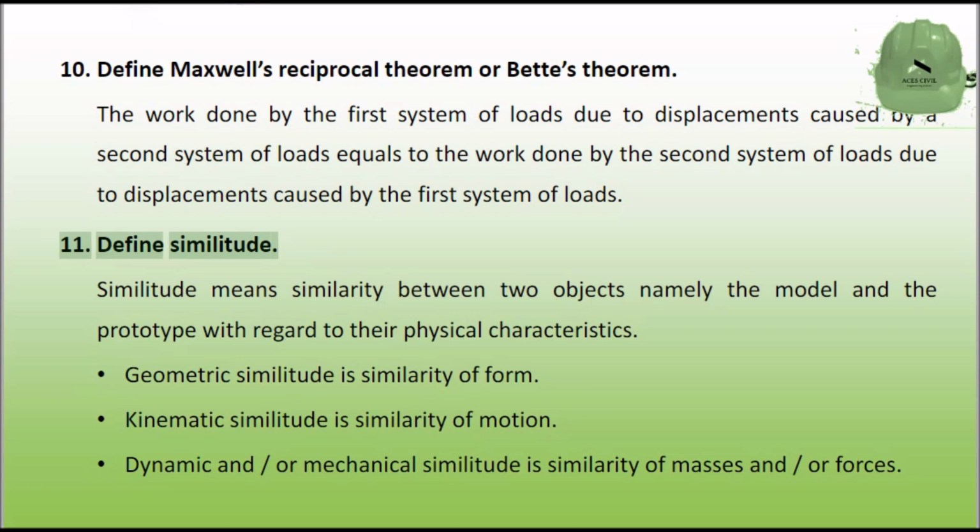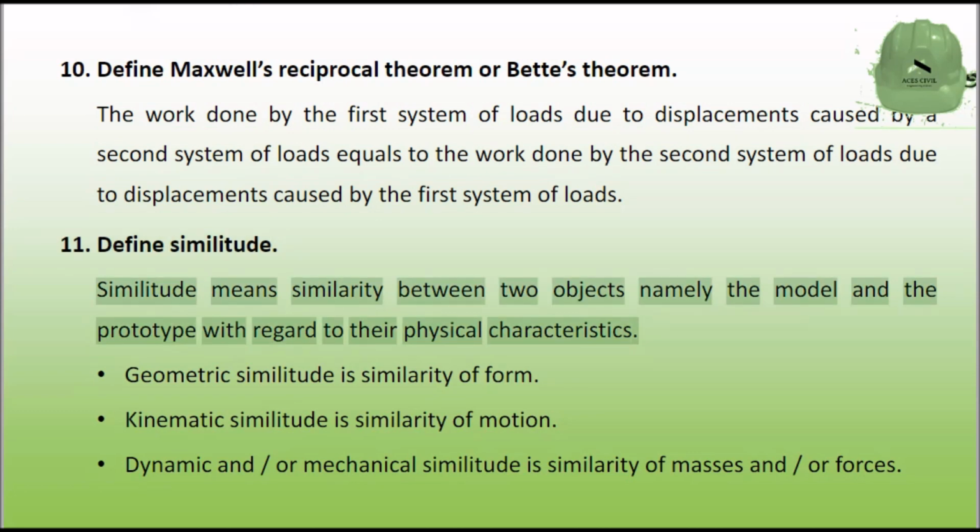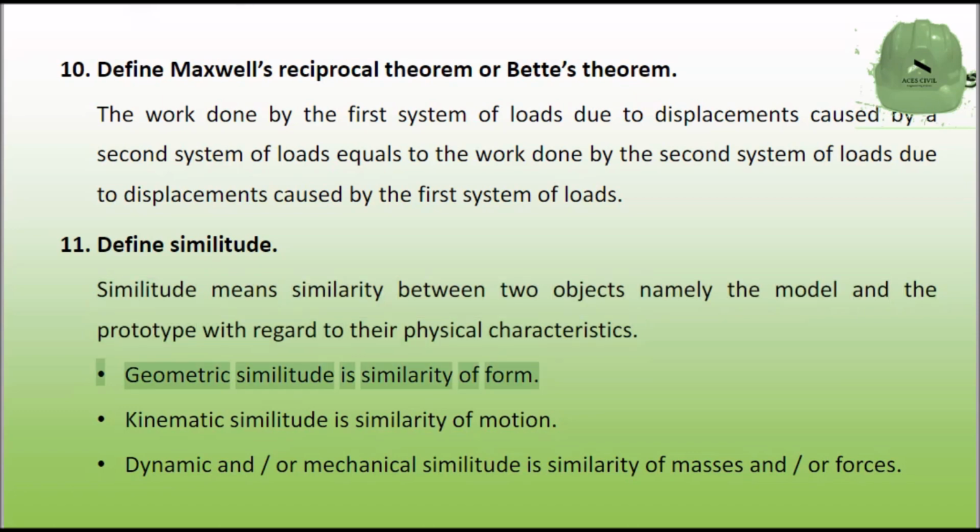Define similitude. Similitude means similarity between two objects, namely the model and the prototype, with regard to their physical characteristics. Geometric similitude is similarity of form. Kinematic similitude is similarity of motion. Dynamic and/or mechanical similitude is similarity of masses and/or forces.